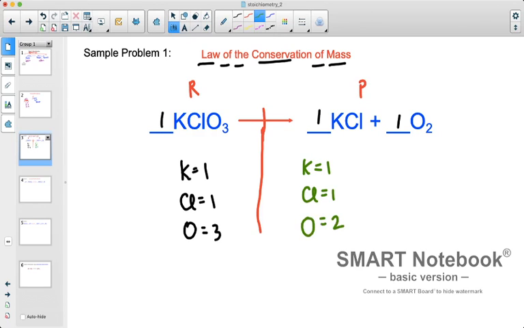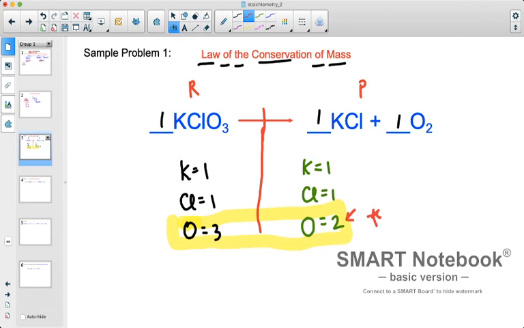Now if I take a quick scan, I see that my potassium is balanced, 1 on the left, 1 on the right. My chlorine is balanced, 1 on the left, 1 on the right, but it's my oxygen that I'm having a problem with. So that's where I'm going to start to worry about balancing my equation and changing my coefficients. Here's my problem. These numbers are not balanced. As a hint, you should always start on the side that has less. On the right-hand side, I have 2 oxygen. On the left-hand side, I have 3 oxygen. So I'm going to start on this side.